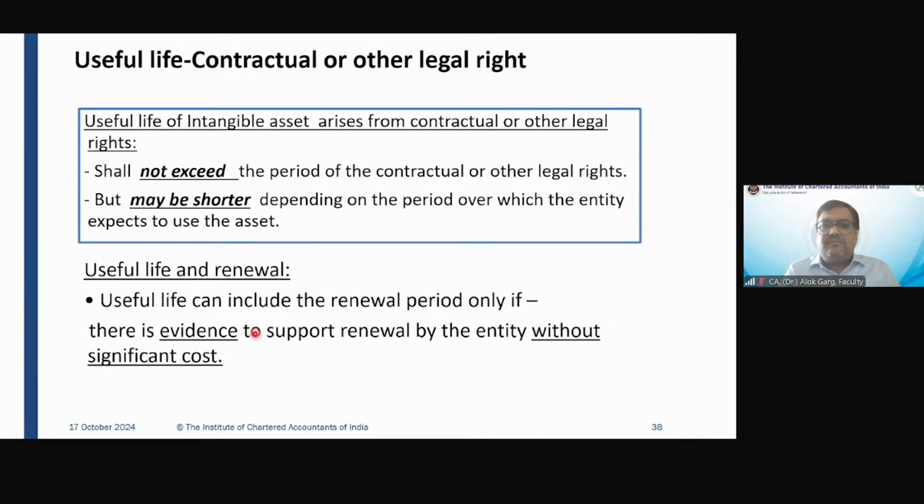8 years. The validity of the license is 10 years. The contractual life is 10 years. Tell me, what is the life of the license for the purpose of amortization, and what is the amount of amortization in the first year? Amortization period is 8 years and amount is 12,50,000. What is others' view? Are you agree with this answer or you have a different view? 10 years, okay. Legal life.